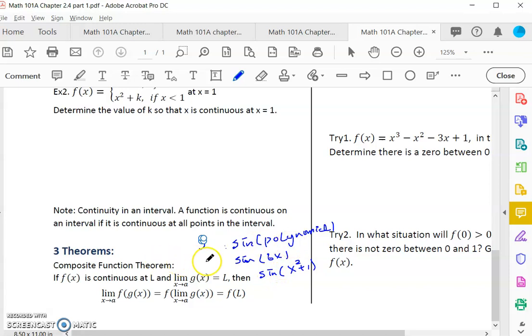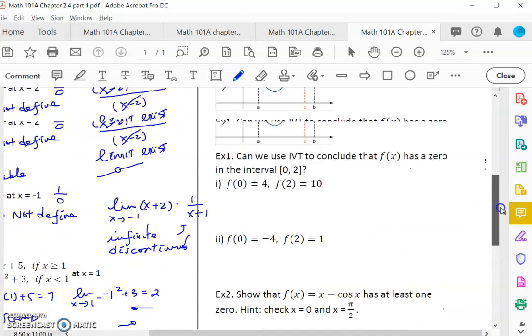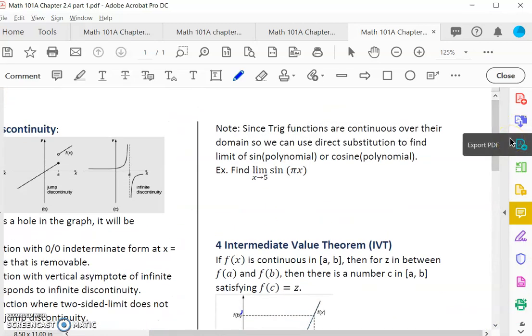It turns out that since sine is continuous, the composite function theorem shows that if f of x, the outside function, is continuous, and the inside function has a limit equal to L, then we can basically do f of L. That would be the limit. Okay, so this is called the composite function theorem. It applies to sine, cosine, all the trig functions, as well as later on the log function and exponential function when we talk about those.